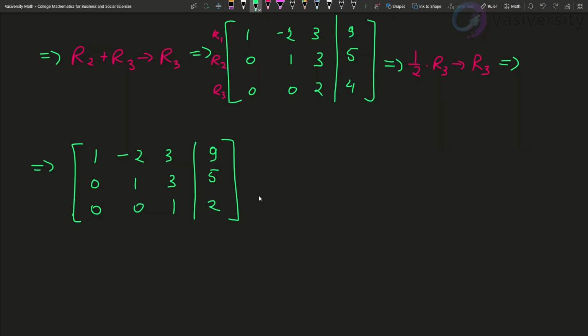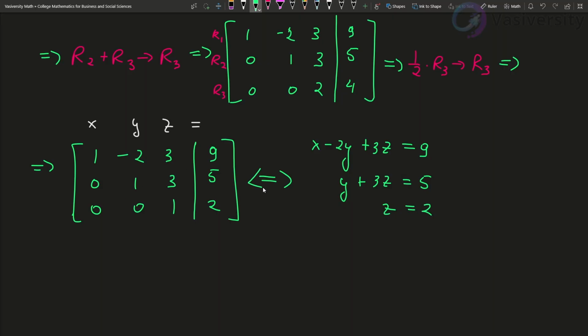Right, and now we can rewrite it again as equations. Keep in mind, this is x, this is y, this is z, and this was the right-hand side. So we have x minus 2y plus 3z is equal to 9. y plus 3z is equal to 5. And z is equal to 2. Right, this is the same thing. Those two things are identical. Okay, but the left side is more convenient and faster to use rather than writing every variable over and over again.